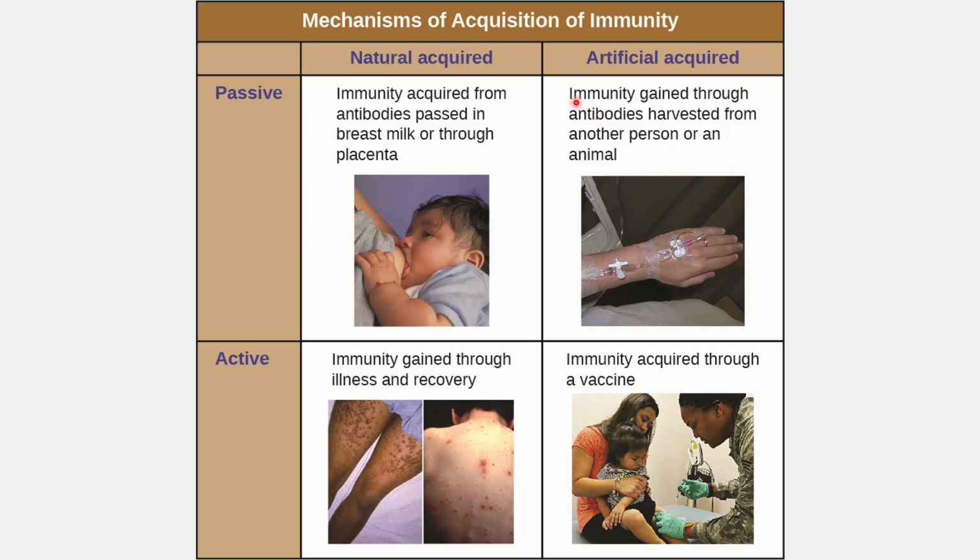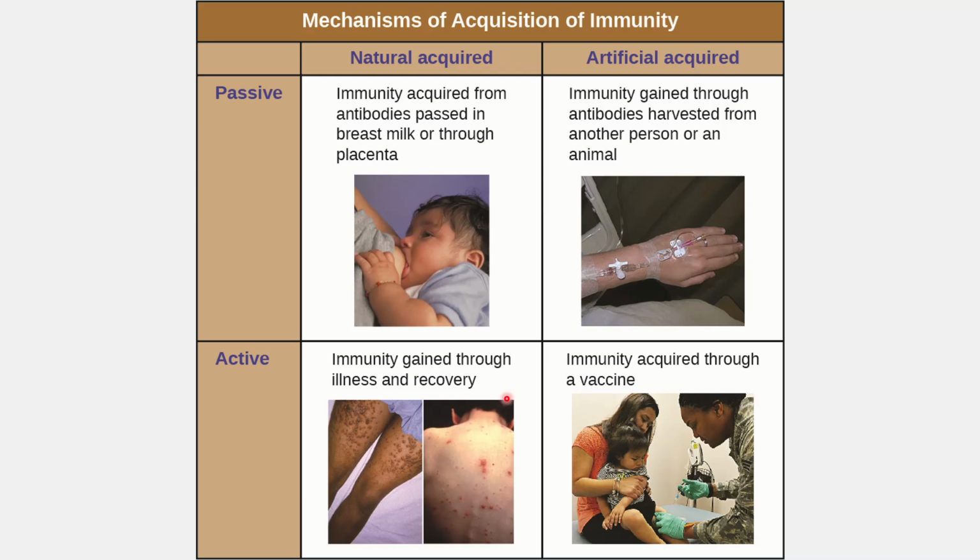Adaptive immunity can also be passive versus active. Passive adaptive immunity is acquired when a person receives antibodies that have not been generated in their own body. Active adaptive immunity is acquired when a person generates their own antibodies in response to exposure to an antigen. So these different categories of adaptive immunity can mix and match with each other in different ways.